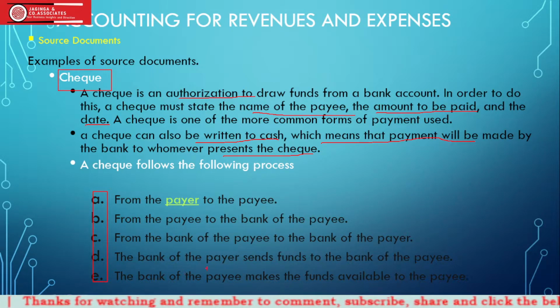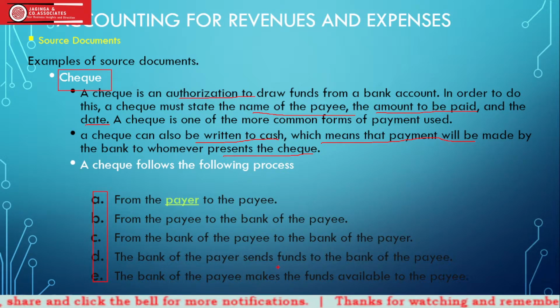Then the bank of the payer sends funds to the bank of the payee. So Standard Chartered Bank, which is my bank, after verifying this cheque, will transfer funds from Standard Chartered Bank to KCB Bank, which is your bank. So that's the fourth process.